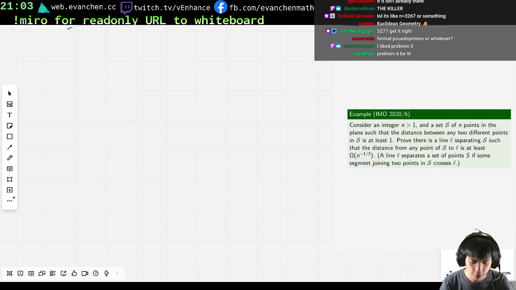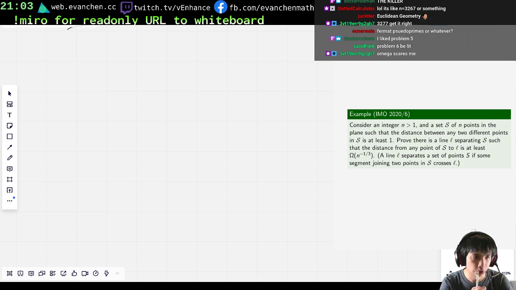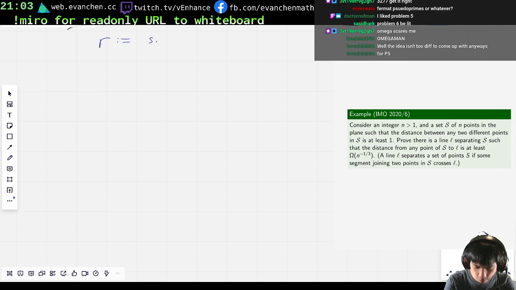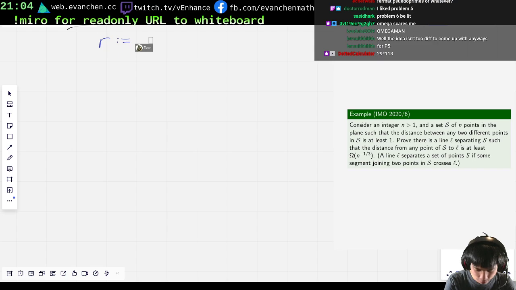Alright, problem 6. I think the first thing I want to talk about is projections. Let's just assume every separating line is within n to the minus a third, asymptotically.